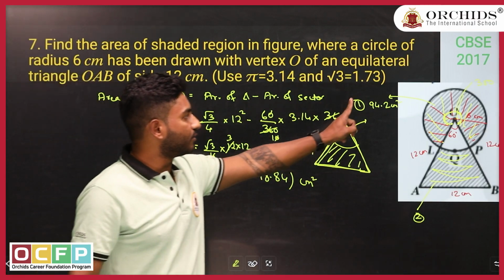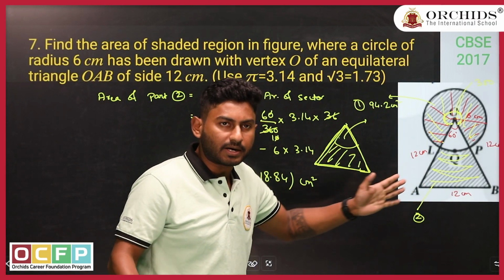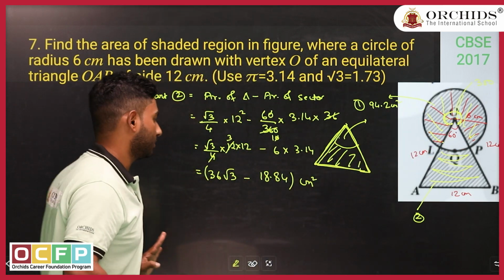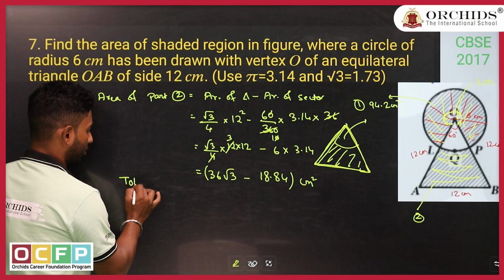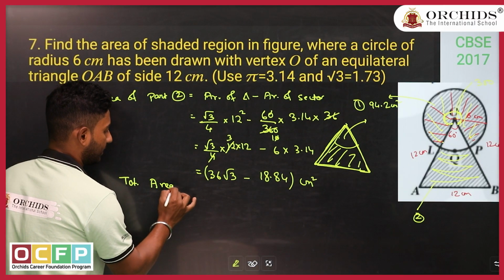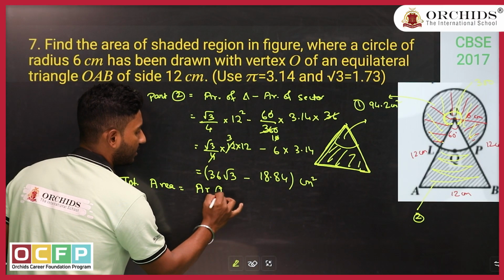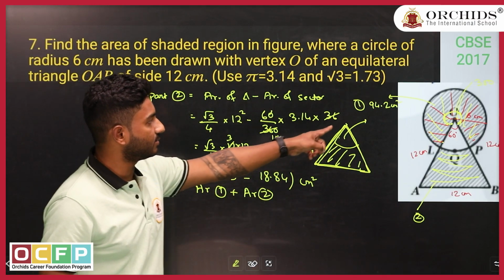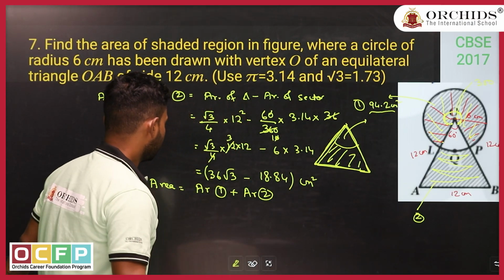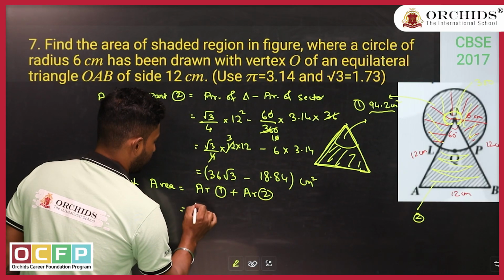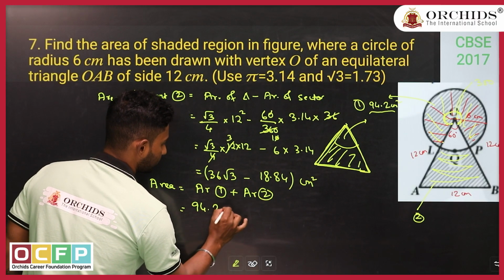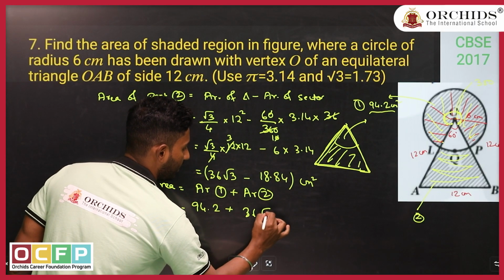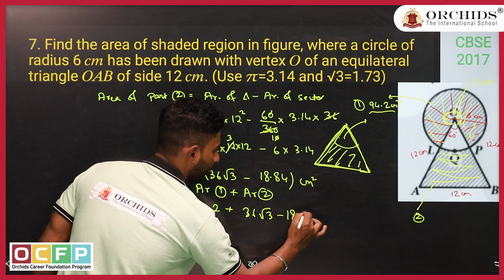Since we have got the area of the first part and the area of the second part, we just have to add them to get the total area of the shaded portion. So total area is area 1 plus area 2. We have area 1 written over here, so I will just use it. Area 1 is how much? 94.2 plus area number 2, which is 36 root 3 minus 18.84.